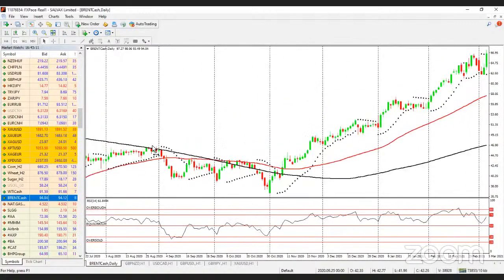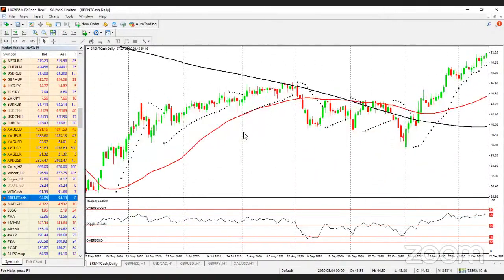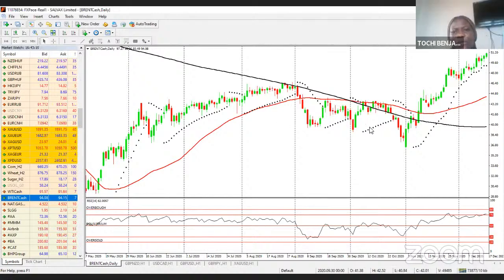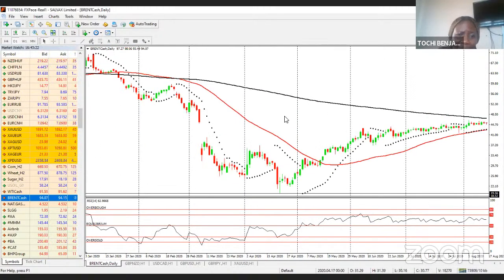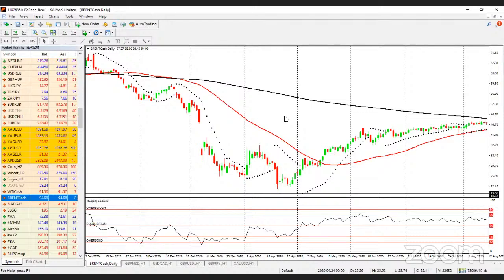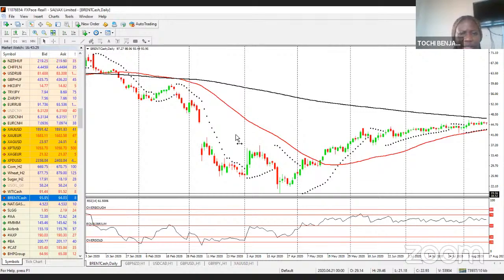But in that scenario, if you have a contradicting scenario, you can just leave it and look for another entry, except you have another confirmation that will make you buy. If you don't have any other confirmation, you can just leave it. If it's contradicting, leave it.